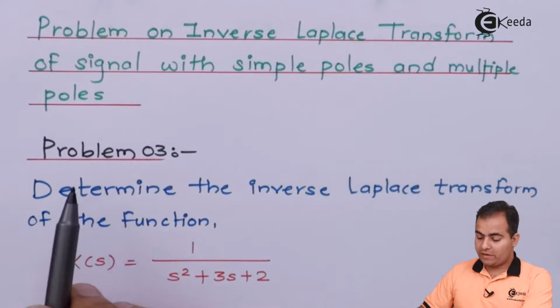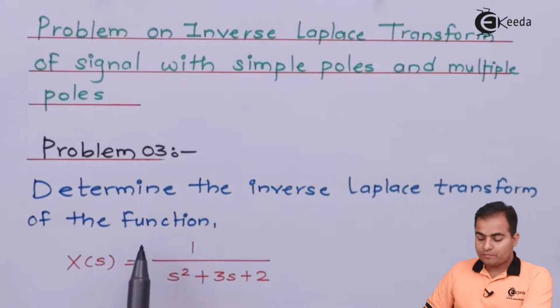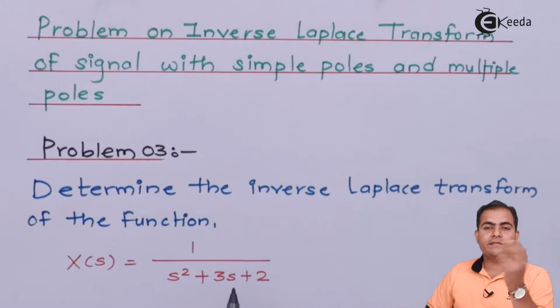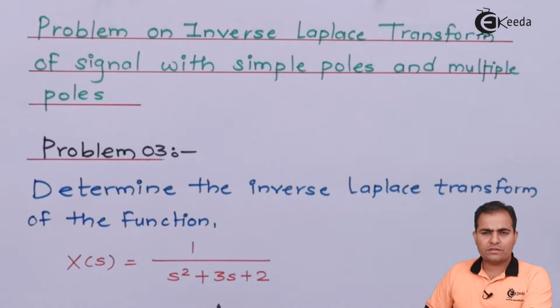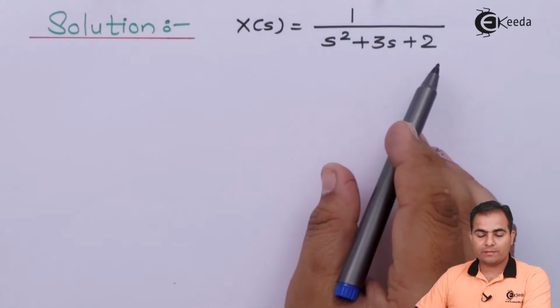Now, problem number 3. What is given? Determine the inverse Laplace transform of the function, where the function is X of s equals 1 upon s square plus 3s plus 2. As I told you, in the previous question the factors were already given. Here in this question, we are going to find out the factors first. So first of all, we'll solve the equation, or we'll find out the factors. Now here X of s is 1 upon s square plus 3s plus 2.